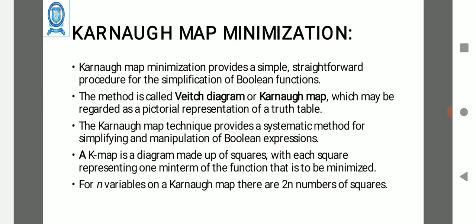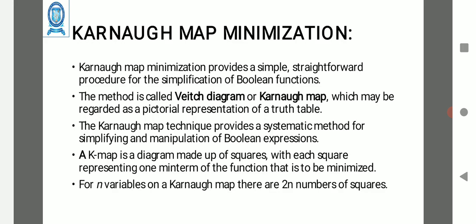In this Karnaugh map, the K map diagram is made up of squares, and each square represents one minterm of the function that has to be minimized. In many digital circuits and practical problems, we need to find the expression with the minimum variables. We can minimize Boolean functions or expressions of 3-4 variables easily using the Boolean algebra theorems.